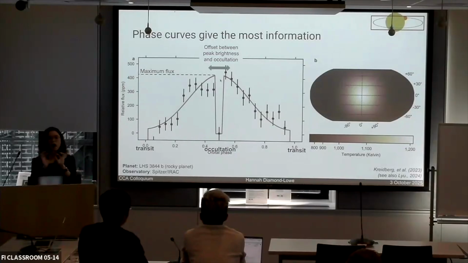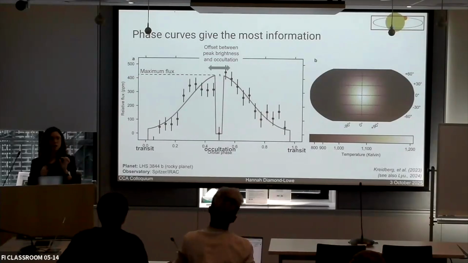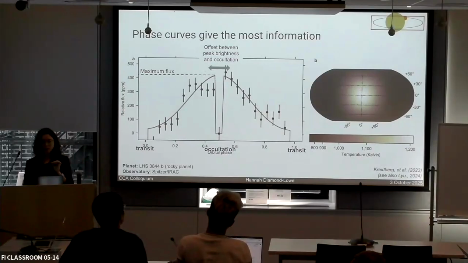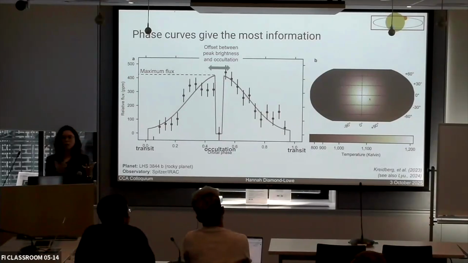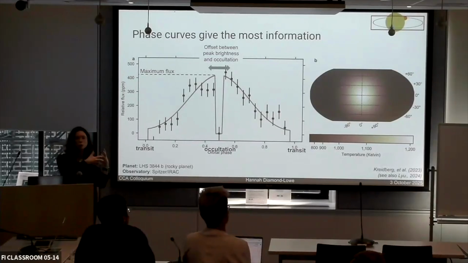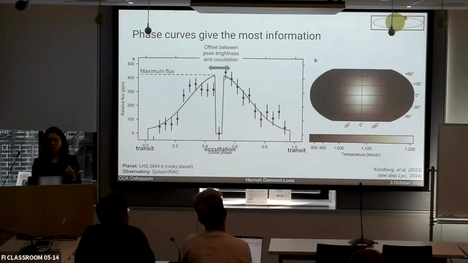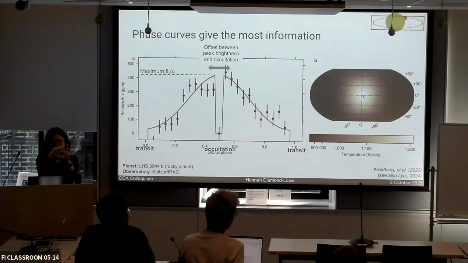The other thing you're looking for is this offset between the peak brightness and the point of the occultation. Why this matters, and you can see in this heat map here that is derived from this data set: if you have some atmosphere around this planet that can move energy from the substellar point around to the cooler night side of the planet, you might actually see this peak offset not at the substellar point, but slightly shifted. And that would show up in the position of the peak flux versus when the occultation happens.